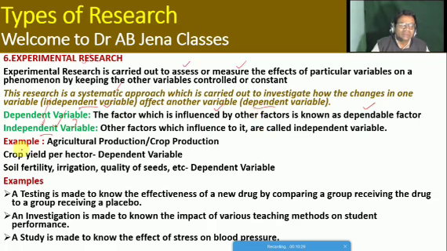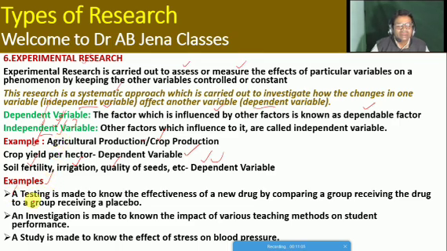Friends, let us discuss by taking an example. Here, suppose we take agricultural or crop production. Crop yield per hectare is the dependent variable, and soil fertility, irrigation and quality of seeds are the independent variables. So now, friends, it is clear what is the meaning of dependent variable and independent variable. Let us discuss with examples.